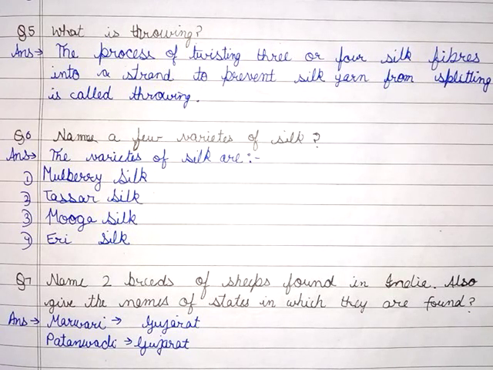Question number 7. Name 2 breeds of sheep found in India. Also give the names of states in which they are found. Answer. Marwari, Gujarat and Patanwadi in Gujarat.